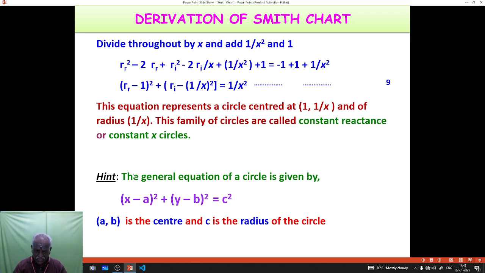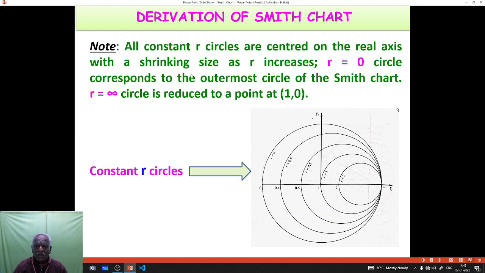I already told you the general equation of a circle is x minus a whole square plus y minus b whole square is equal to c square, where a comma b is the center and c is the radius of the circle. So we have obtained equations for constant resistance circles and also constant reactance circles. Now, how to plot the constant r circles?